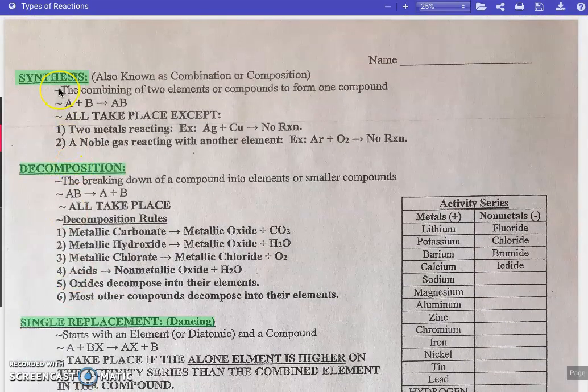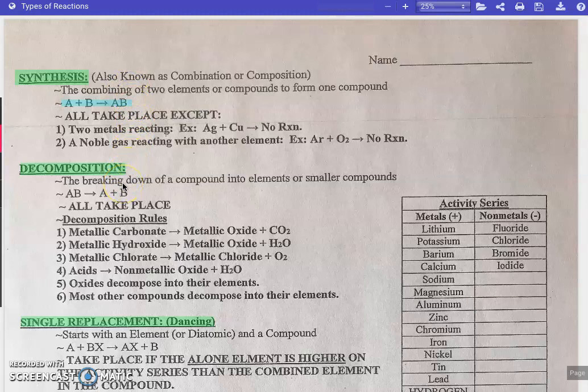So, starting with synthesis reaction, this is also known as a combination or a composition reaction. It is bringing two elements together as one. So here is the general form where A and B are elements and then AB together is a compound. So you're taking two elements, element A, element B, and sandwiching them together into one compound. If you see this in a reaction where you have two elements and you're combining them, that is going to indicate a synthesis reaction.